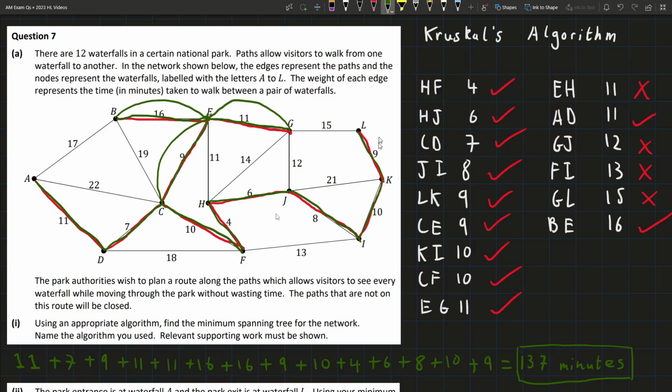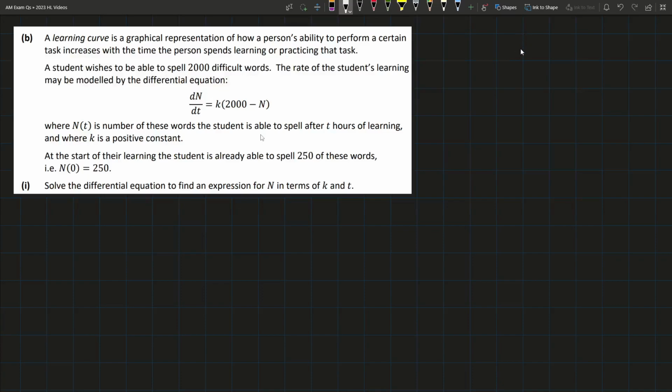Just say the route that you're taking so that they know where you got the numbers from, maybe. The next one was a differential equation. I don't need to read all that. Basically, you have the differential equation there, and we just need to solve it.